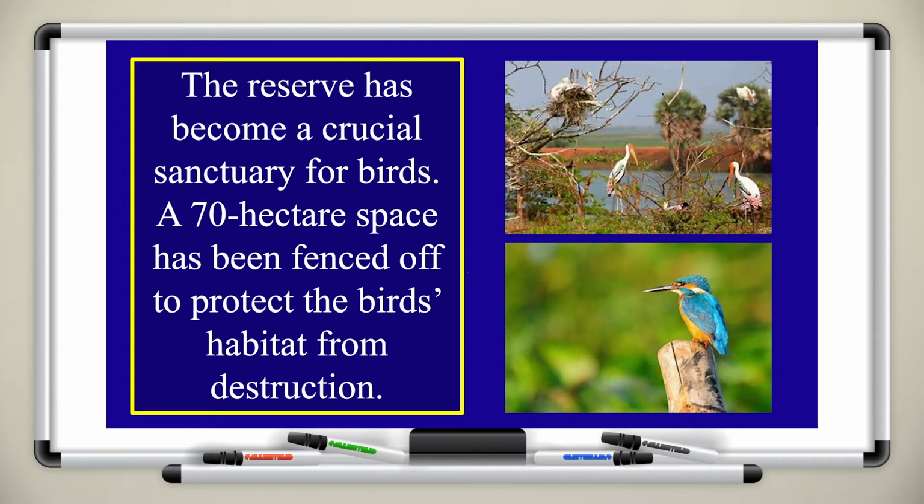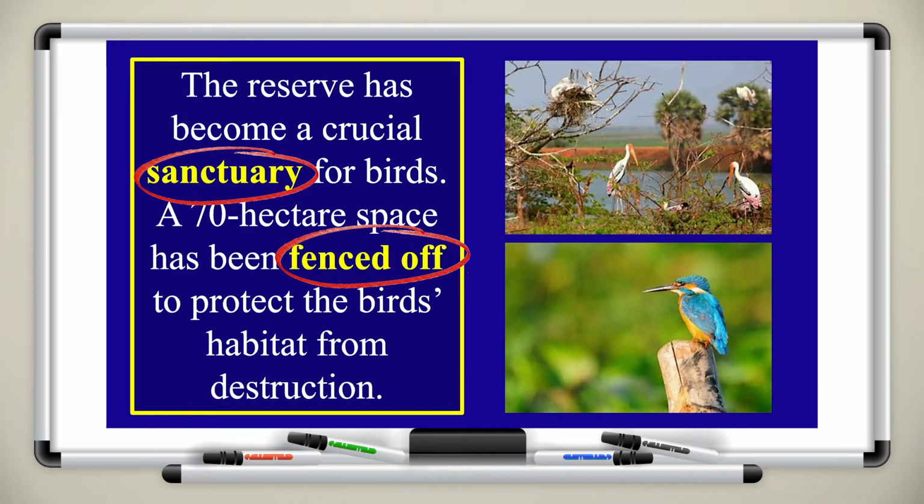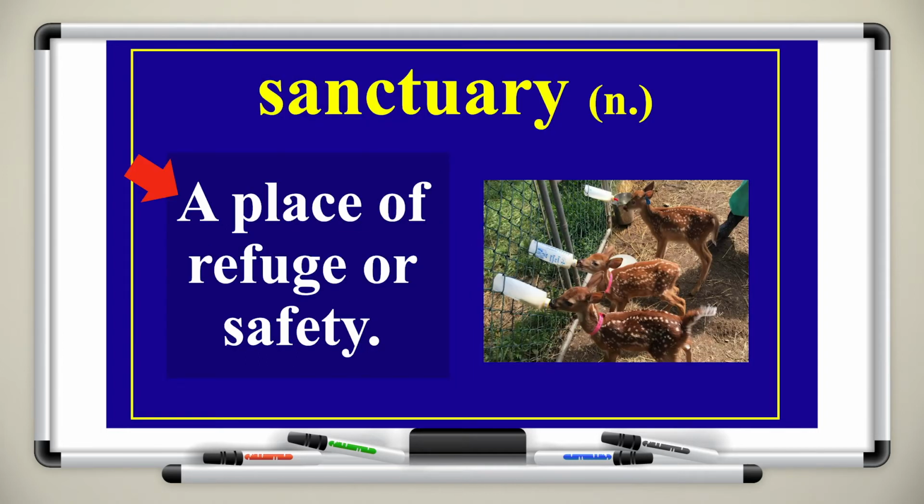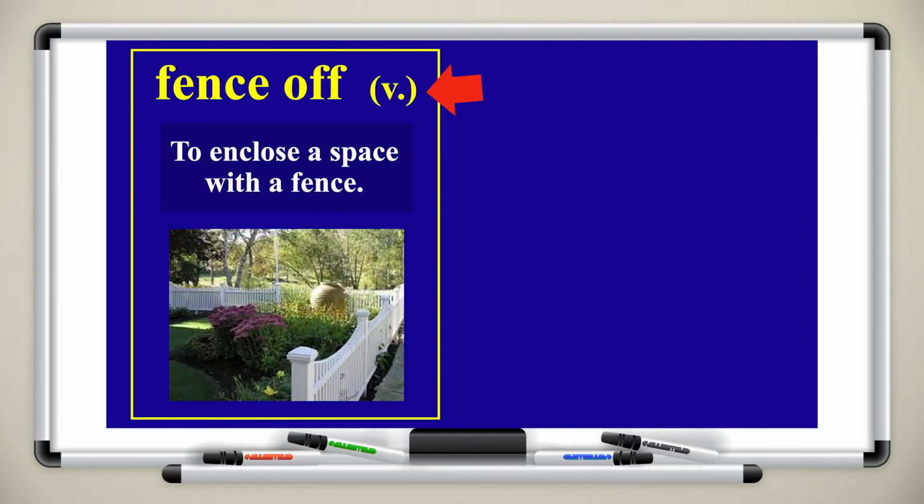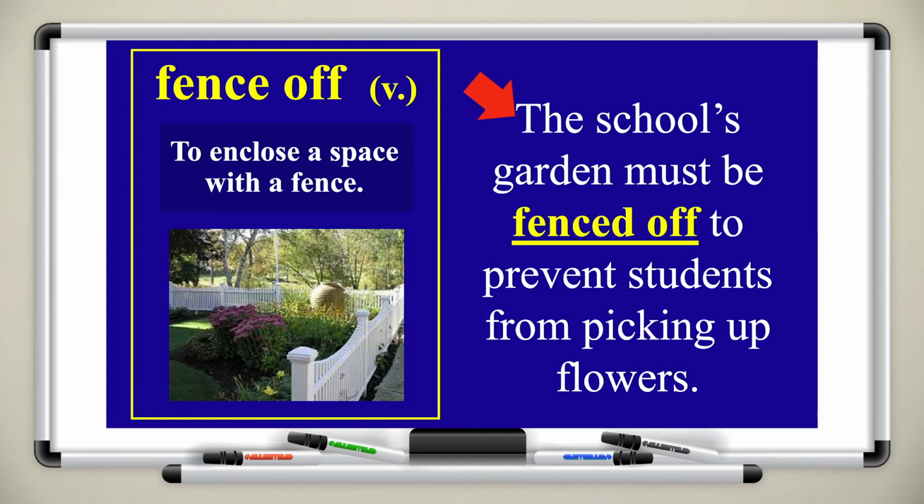Some of the examples you see on the right are examples of rare birds. Here we have the words sanctuary and fenced off. Let's take the meaning together. For sanctuary, it's a noun and it means a place of refuge or safety. Fence off is a verb and it means to enclose a space with a fence, just like the garden you see in the picture. For example, the school's garden must be fenced off to prevent students from picking flowers.